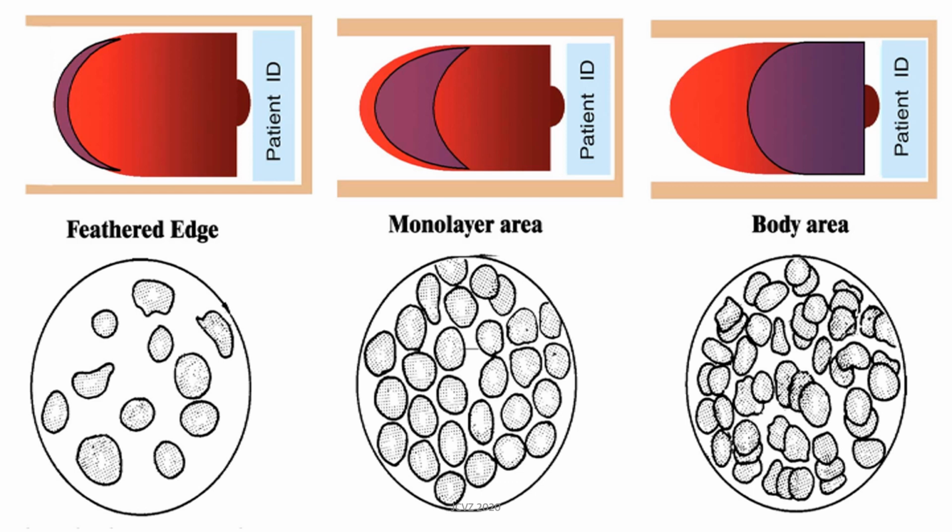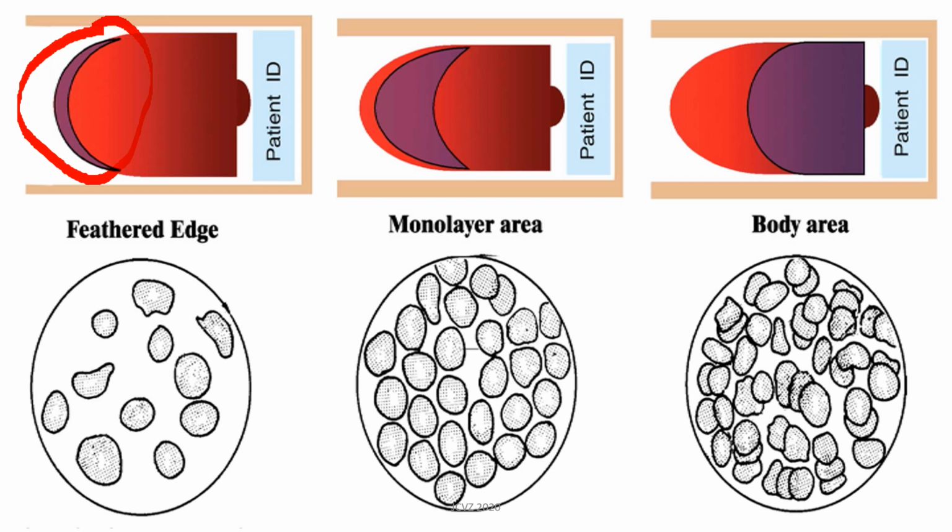So we have our feathered edge, the monolayer area, and the body area. To start with, you have your feathered edge, right? The feathered edge is the tail portion of our peripheral blood smear, the one in color purple. If you take a look at this portion under the microscope, these are the cells you can see. There is so much space between the cells. The cells are quite far from each other. Okay, and if you look at this field, you can really see so much space, right?